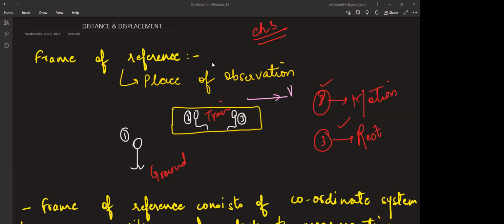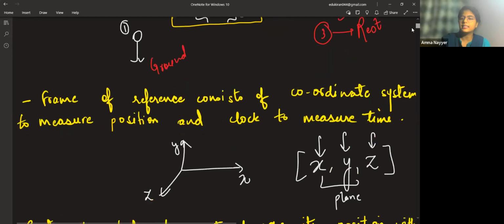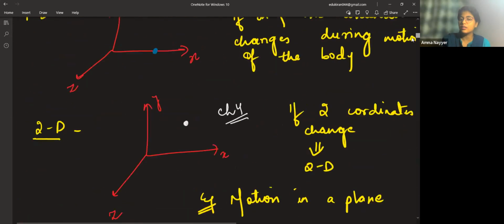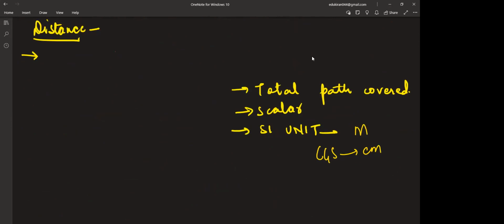Yes, ma'am. So in the last class, we had started with distance and displacement, and we had discussed the basics of what is meant by frame of reference, what is meant by rest, and what is meant by motion. And we also discussed motion in 1D, motion in 2D, motion in 3D. So we'll start with motion in 1D. And as I've told you in the last class also, as soon as the portion of calculus comes, I'll discuss differentiation and integration in between that. Okay.